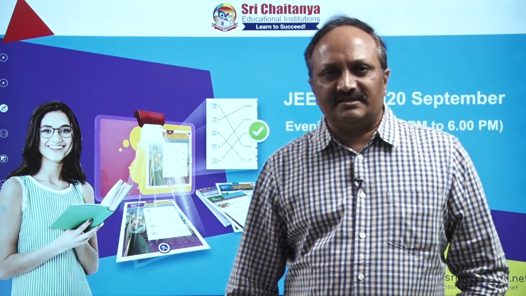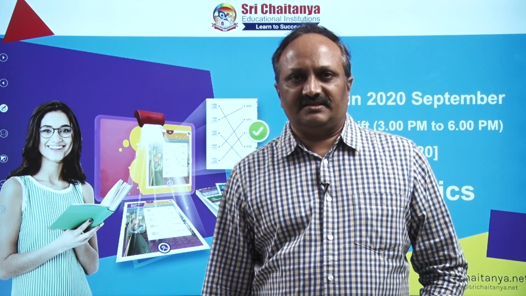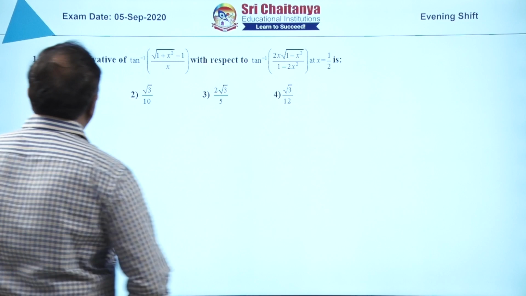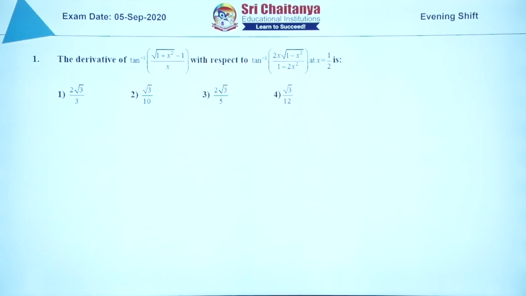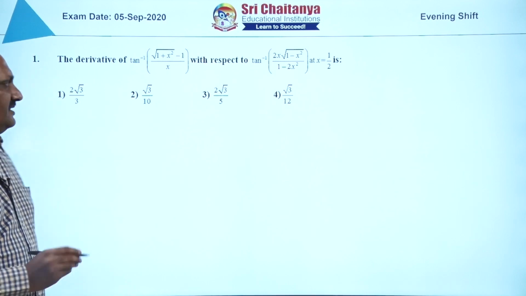Today we are going to discuss 5th evening slot JEE main solutions. Let us discuss from first question onwards. Here, derivative of tan inverse of (root of 1 plus x square minus 1) by x with respect to tan inverse of 2x root 1 minus x square by 1 minus 2x square. Derivative of one function with respect to the other function.